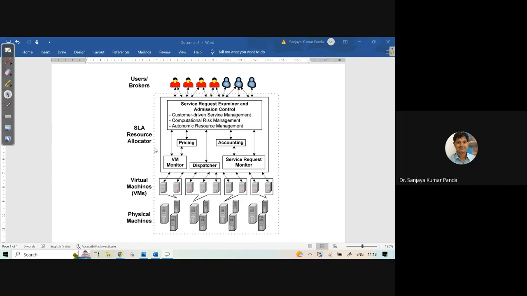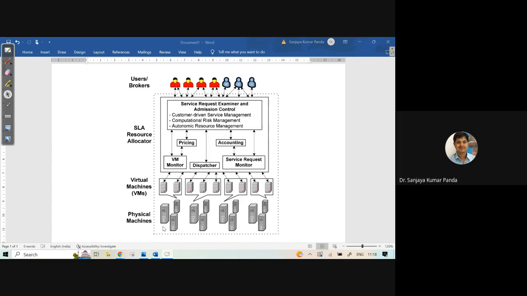And below that, the SLA resource allocator, like I told you previously also, if you go to the bottom layers of any computer architecture or any technology architecture, the bottom layers are more or less hardware architectures. But if you go to the top layers, these are software. They are software because the user uses the cloud with the help of a web browser. A web browser is software. The user uses a terminal in which there is a browser, so the operating system is also software.